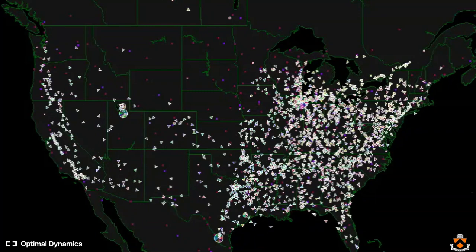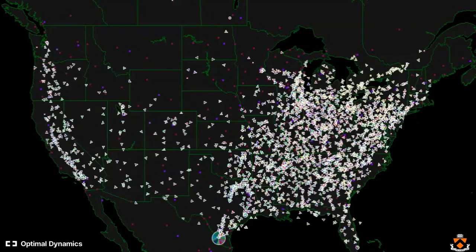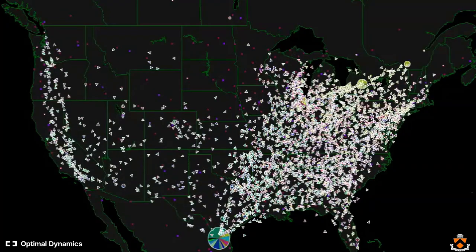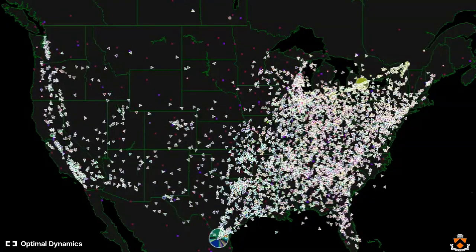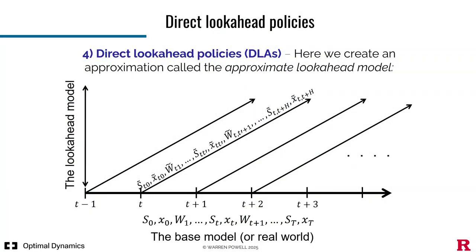Here's one animation of a large company that I was working with. By the way, each one of these little triangles is a truck driver with all of the complicating information that goes with managing a human being.